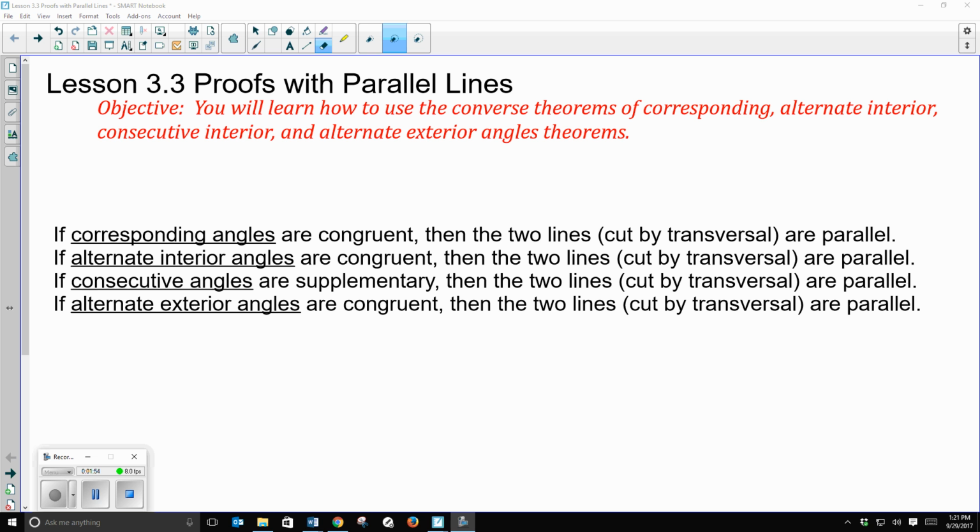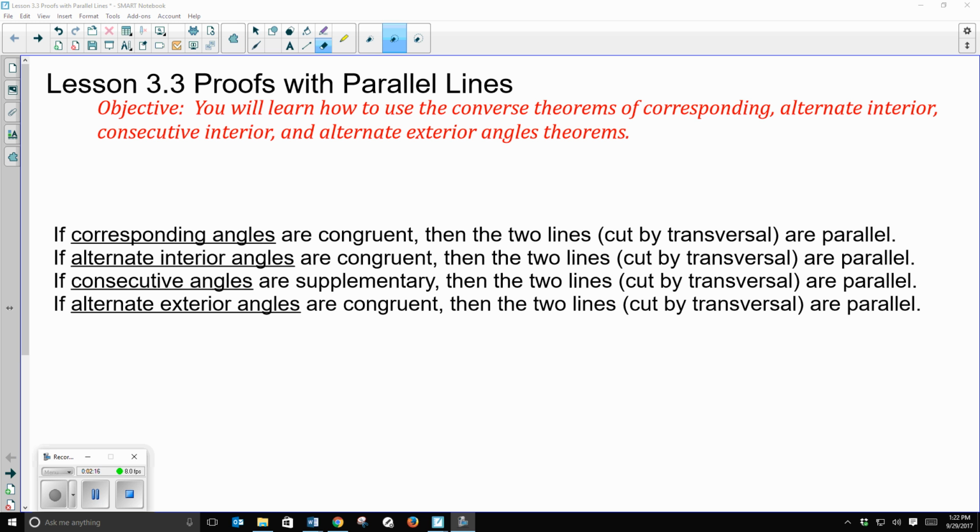If these two lines are parallel, then this angle is supplementary to this angle. There's no way to really show that on this figure, but they are supplementary. They add up to 180. But we can go ahead and show this. All this is going on if these lines are parallel.